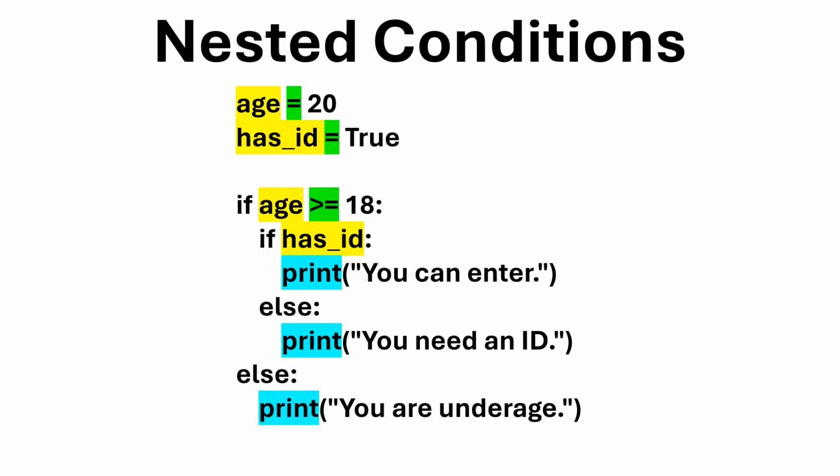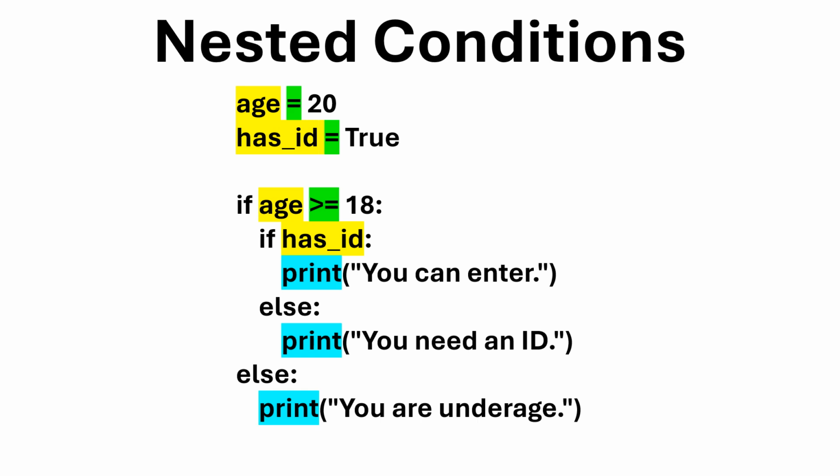Here, it checks if the individual has a valid ID by using the has_ID variable. If the person has the required ID, access is granted. However, if the has_ID condition is false, the program will output that an ID is required for entry. This nested structure allows for more complex decision-making, where each level depends on the outcome of the previous condition.